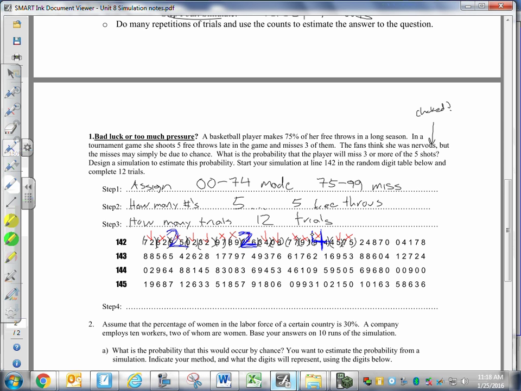Keep going. We're doing 5 free throws in a row. Okay? We're looking at just a set of 5 free throws. So 1, 2, 3, 4, 5. How far do we go? We're going to go until we've done this 12 times. I've only done it once, twice, 3 times. So a set of 5 is like 1 trial? Yep.